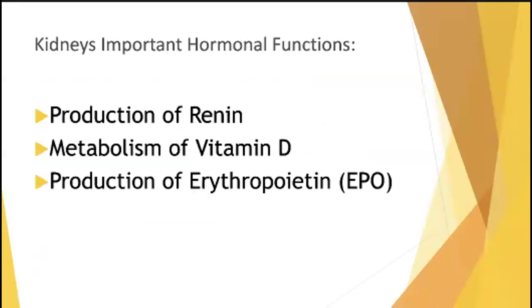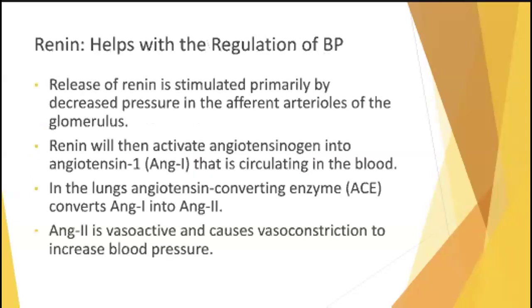A little bit more about our hormonal functions. All three functions become affected, especially if we have kidney disease. So we can have hypertension due to renin dysfunction, we can have calcium imbalances with the vitamin D, and we can have anemia from EPO deficiencies. And we're going to talk about each one of those individually.